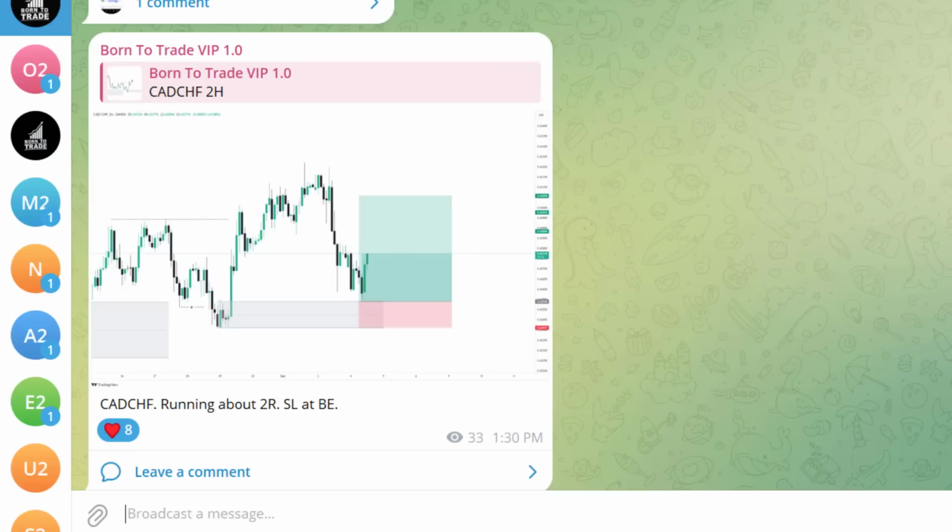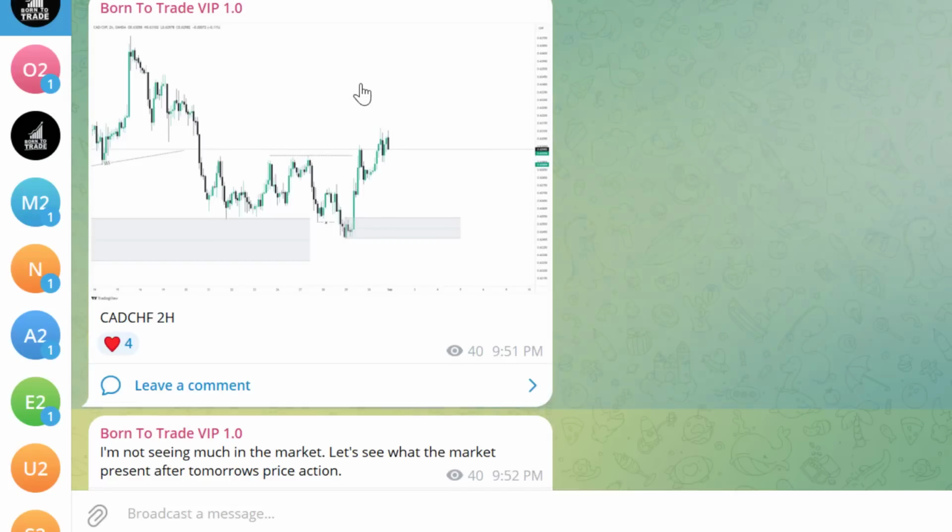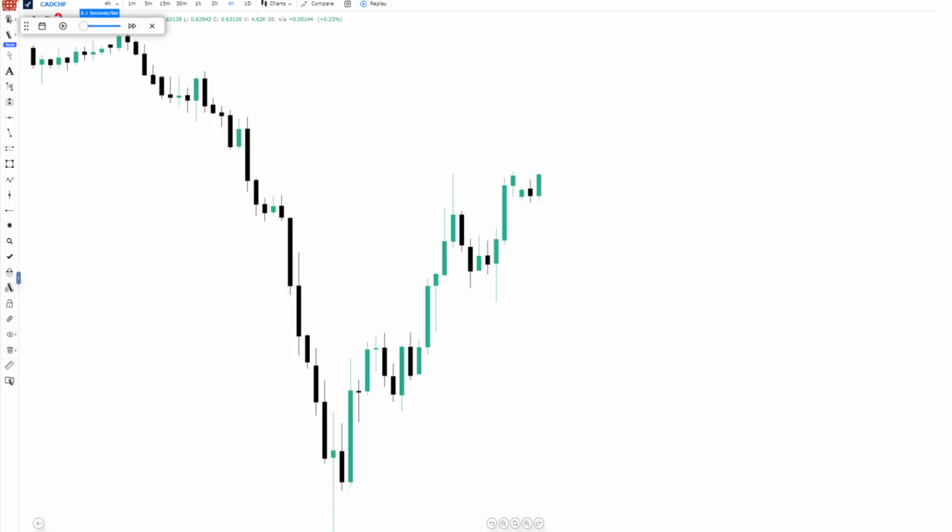So look at this trade opportunity. This is on card CHL. So I got involved in this particular trade opportunity. I got in position right here, and this is what it looks like when we had the analysis. So we're going to have a very insightful lesson today.